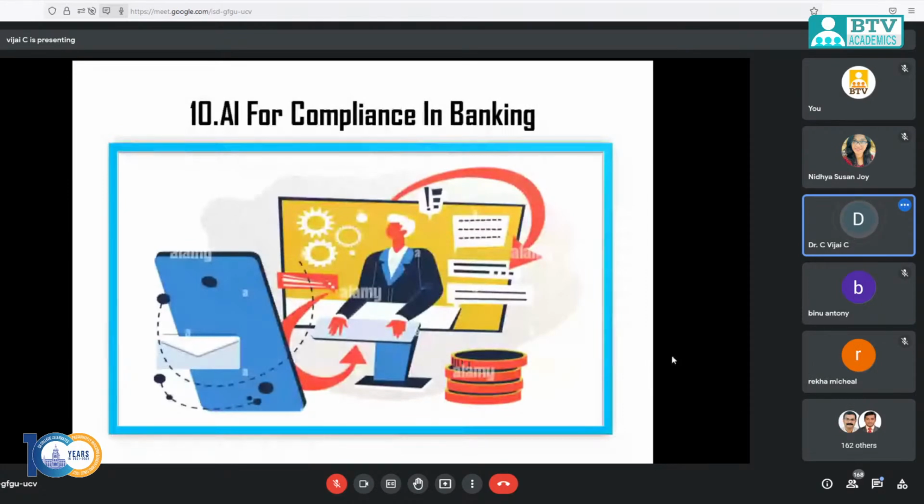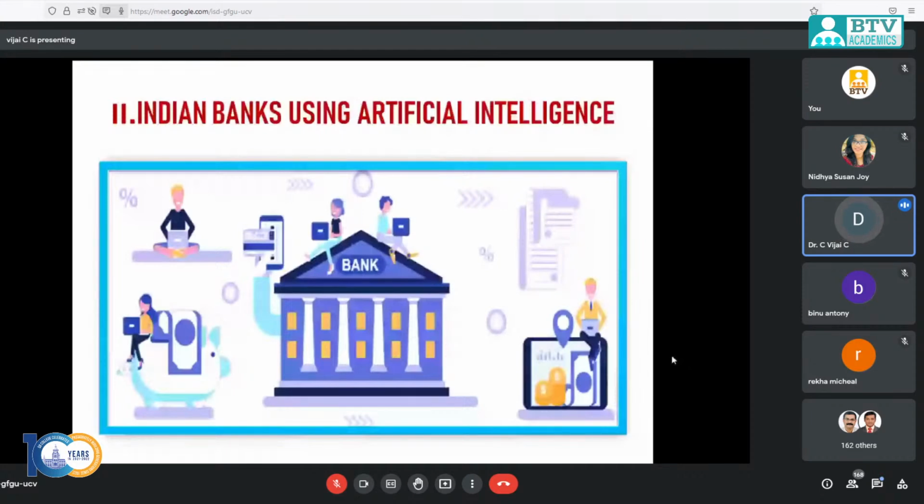The next one, the second part: Indian banks using artificial intelligence. In previous slides, we have discussed the major applications. There are the major 10 applications used globally by banks and financial institutions. Now we discuss Indian banks using artificial intelligence. Only for banks we will discuss.